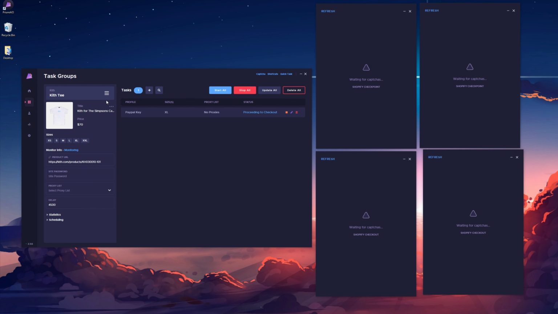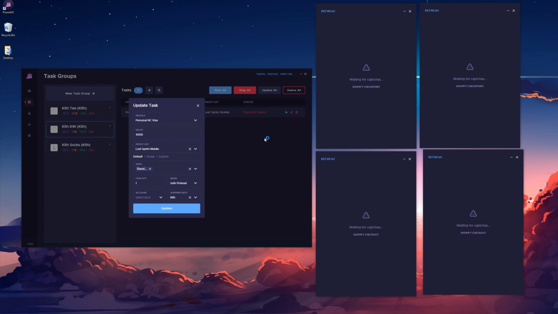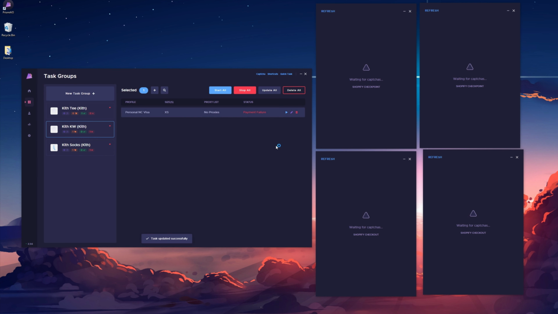And let's go ahead and see what happened. On the second and third tasks, I actually got checkout failed or payment failure, and that was because my proxies were blocked at the payment process, and that was completely my fault. I used the wrong proxy set. But the first task group, as you can see, was on my local IP and it did check out successfully.